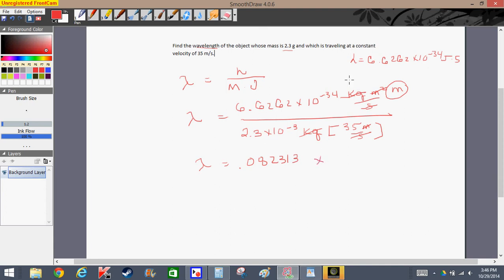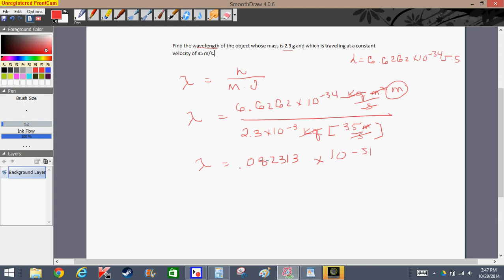times, we have a bunch of exponents here that we can deal with. We have a negative 34 on the top, and we have a negative 3 on the bottom. Whenever we're dealing with powers that have the same bases in a fraction, we can just subtract the exponents. So negative 34 minus negative 3 is going to be 10 to the negative 31.